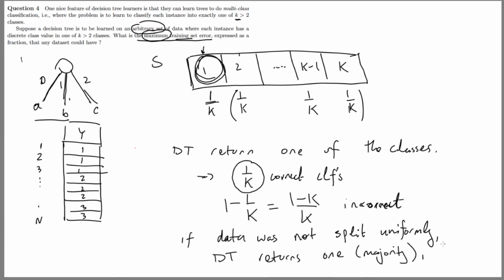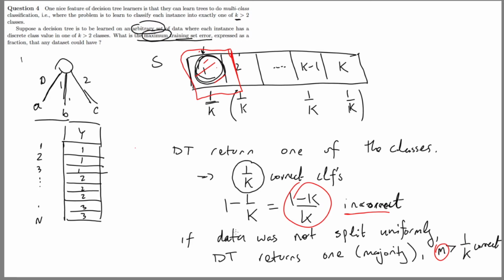then it would predict some number m bigger than 1 over k correct. Because if you now have a split of the data, where in class 1, for example, you actually have more than 1 over k, then predicting the majority class is going to give you a number of correct classifications that's bigger than 1 over k, and so the training error is going to be less than this number. So the worst possible performance is just when you have the uniform split of the data.